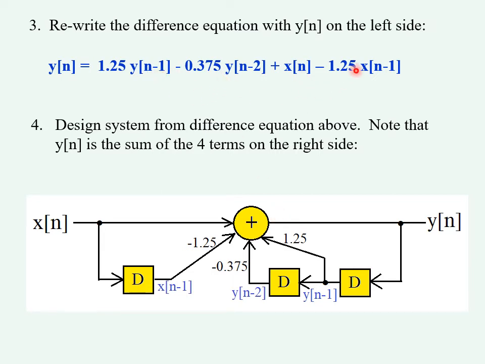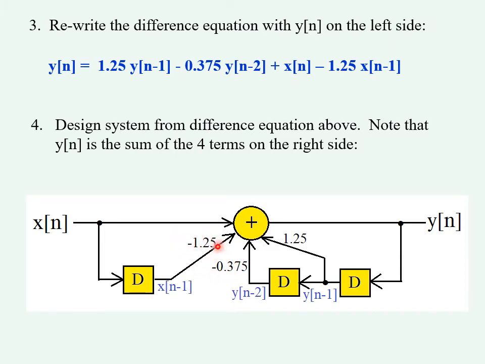All right, let's do the easy ones first. Notice there's an x of n right here, so that means x of n goes into the adder. That takes care of that term. Here is another x term, x of n minus 1. So I'm going to take x of n and put it through a delay to get x of n minus 1, and then I have to multiply it by negative 1.25. That's what this coefficient right here means.